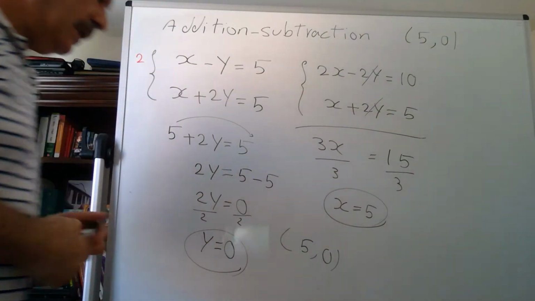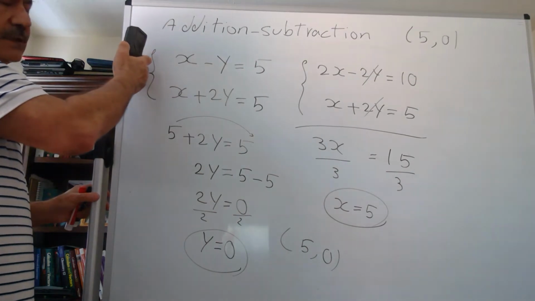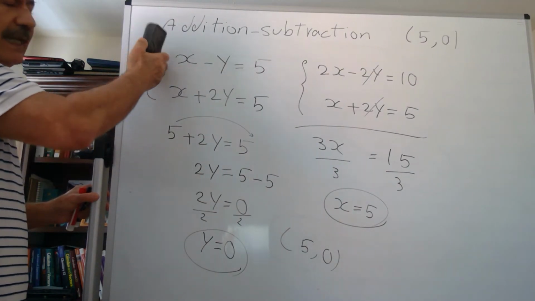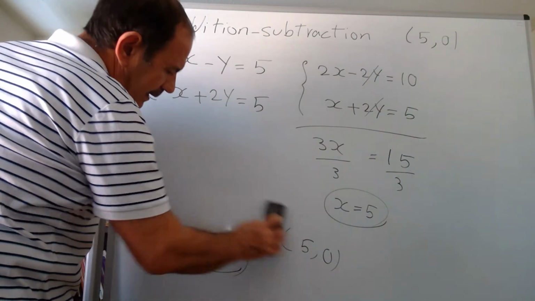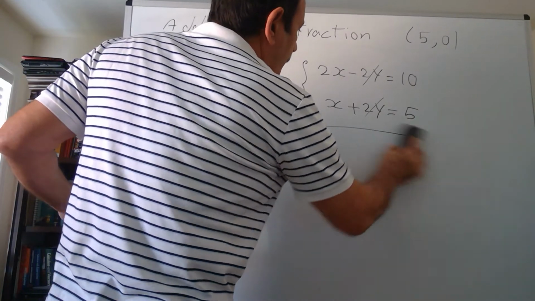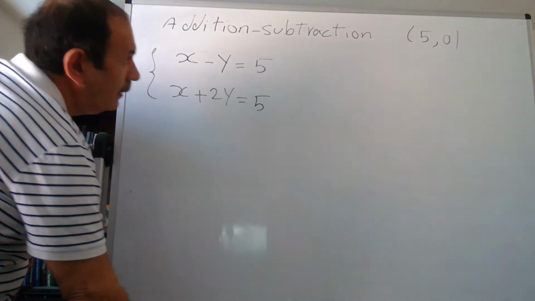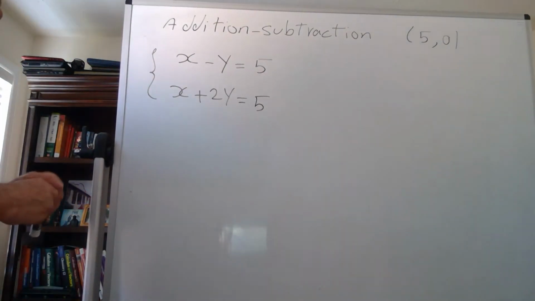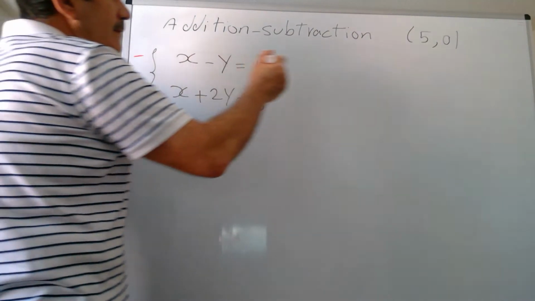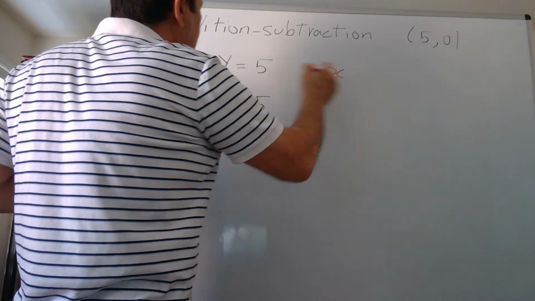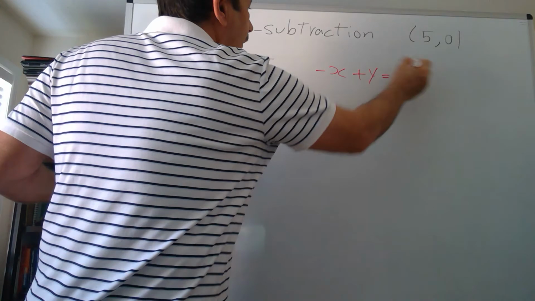Now I want to do the other method, multiplying the top equation by negative 1, to show you that we are going to end up with the same answer. Let me erase this one. I'm going to multiply by a negative sign, or negative 1. Then negative times positive x is going to be negative x. Negative times negative y is positive y, equal to negative 5.